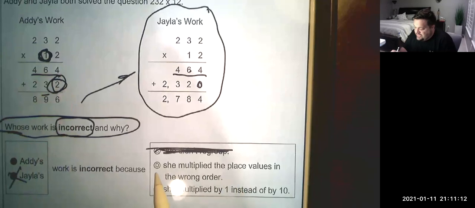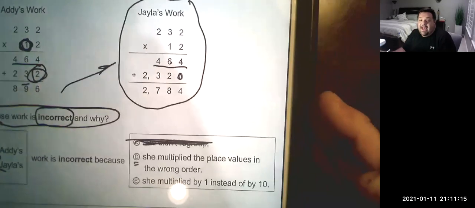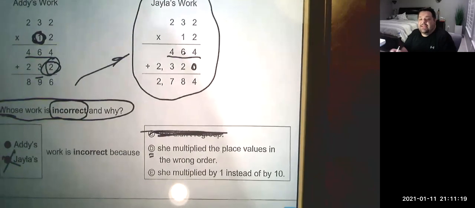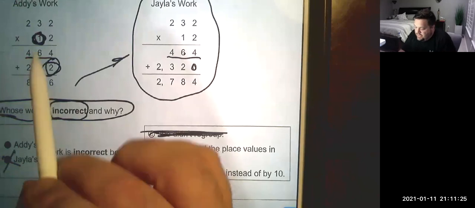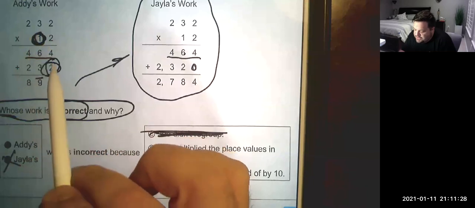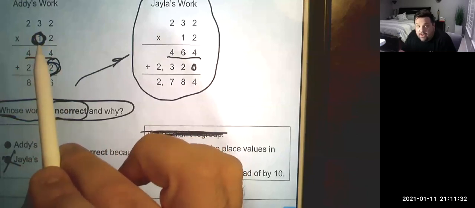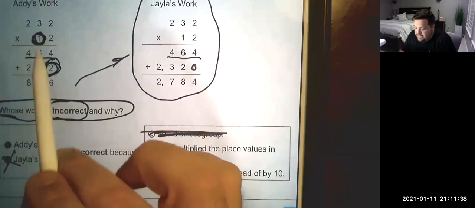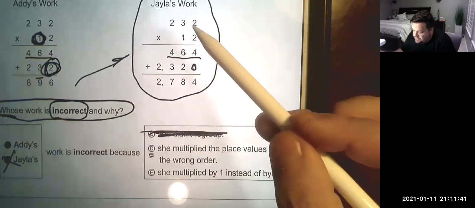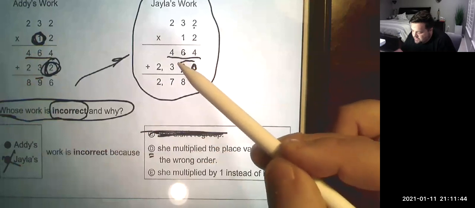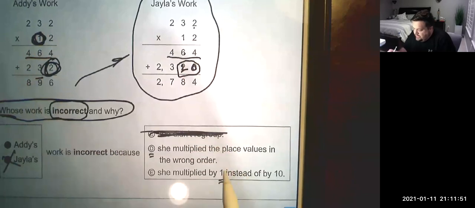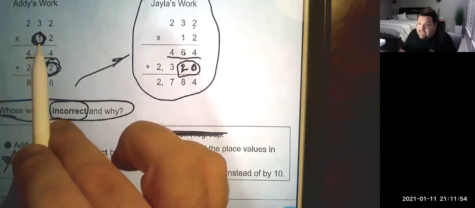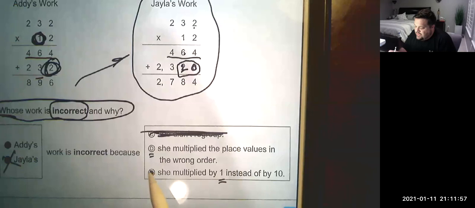So this is tricky because D sounds like it would be the right answer. I actually thought it was the right answer for a second. But E is a much better, makes more sense answer, right? She multiplied by 1 instead of by 10. This number right here, when she puts this 2 right here, she's saying this is equal to 1, right? Because 1 times 2 is 2. Now, I know it's a little off, but in the real problem over here, 1 times 2, when she puts it right here, look what that equals. We even put in the place value, 20, right? So she actually turned this 10 into a 1. So your answer is actually E.